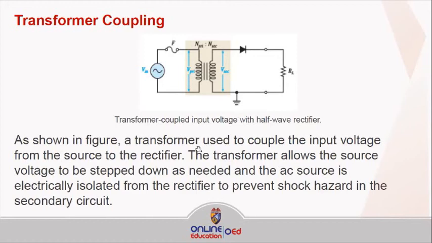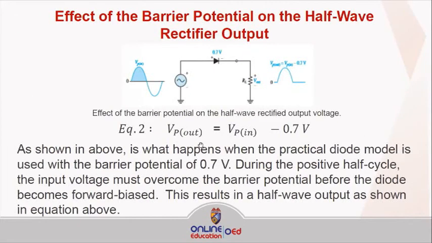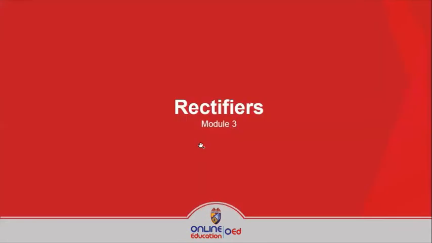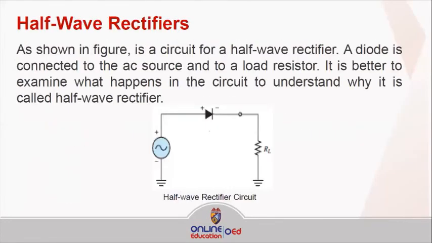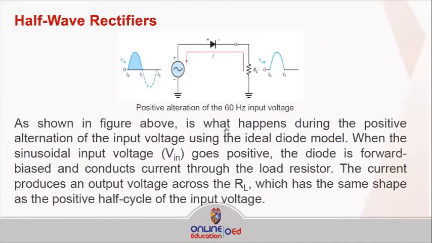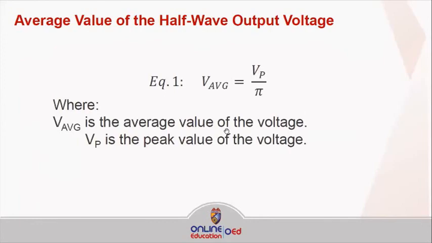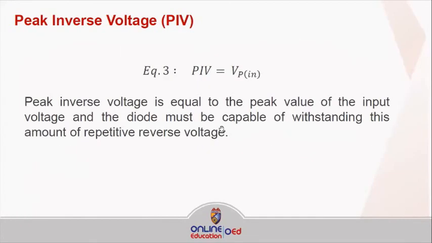Usually, yung transformer ginagamit natin para makouple yung input voltage natin from the source to the rectifier. Okay, since kinonvert na yon para maging DC, from AC to DC, okay, then ang rectifier kasi, okay, naging DC, AC to DC.